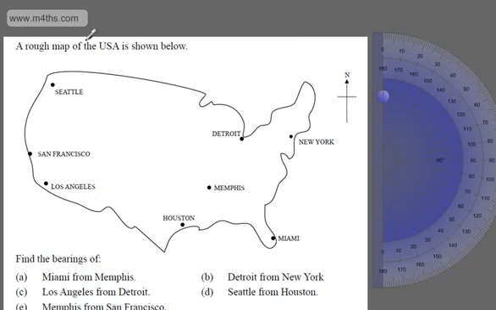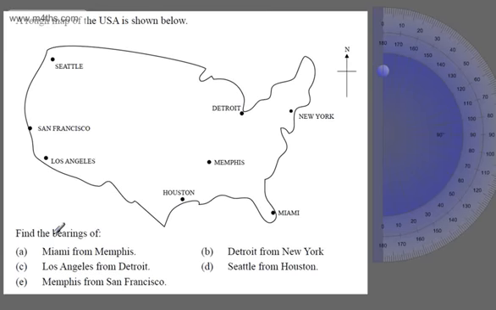So we're told a rough map of the USA is shown below. We need to find the bearings of, and we'll do part A first, Miami from Memphis. As soon as you see the word from, you're going to put a north line at this point right here. And in this case, that's Memphis. So what I'm going to do is grab a north line. So Memphis is just here, and that's where my north line is going to go. I'm now going to get a line connecting Memphis and Miami.